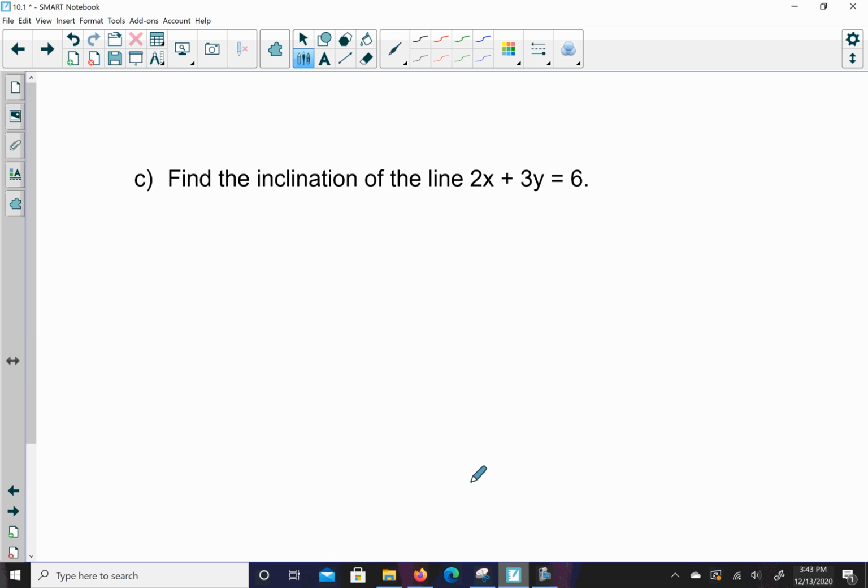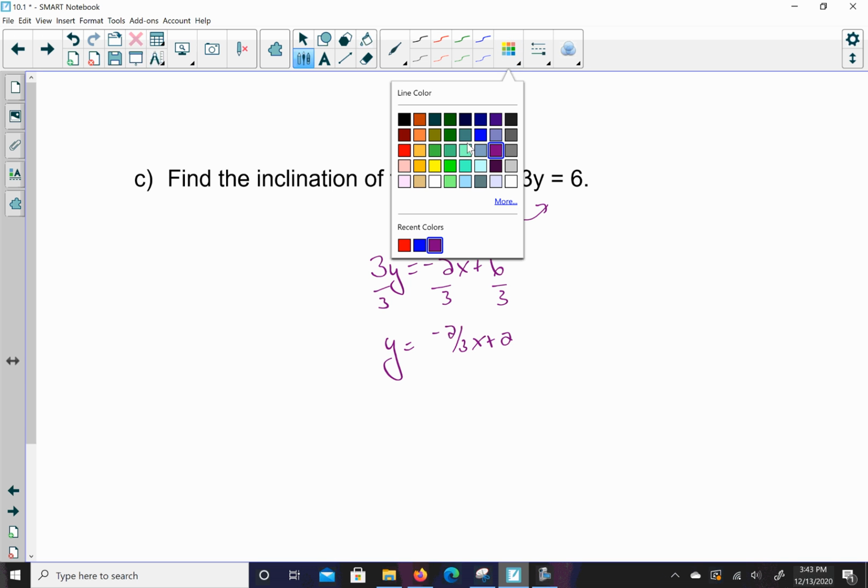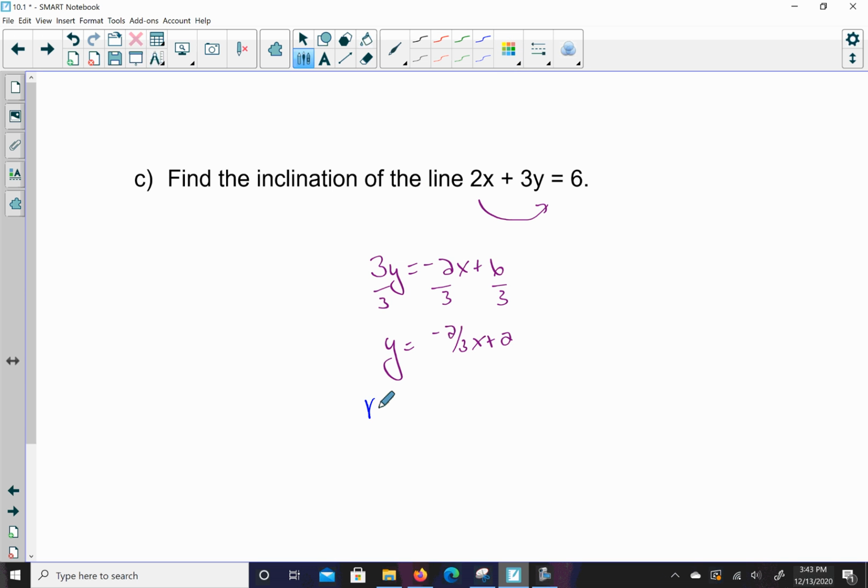This one, find the inclination of a line of 2x plus 3y is equal to 6. Again, solving for y, I'm going to take the 2x to the other side. So I'm going to have 3y is equal to negative 2x plus 6. Divide everything by 3. Again, for these problems, I really don't need to do the rest of it, but I like closure, so I'll do it. So here, I'm going to end up with my slope being a negative 2/3.